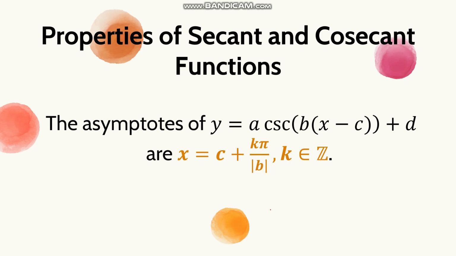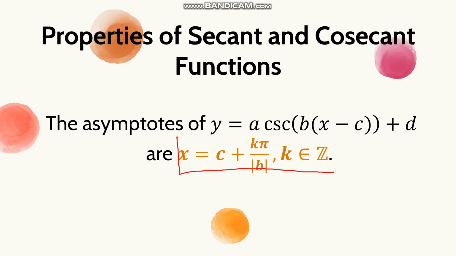Now, to identify the asymptotes of the cosecant and secant functions, we're just going to use the same formula that we used in the domain. Because in the domain, we are getting the restricted values, or we want to remove those values from our domain. So it's just the same as the asymptote. If you want to get the asymptotes of the cosecant function, this is the formula that we have to use.